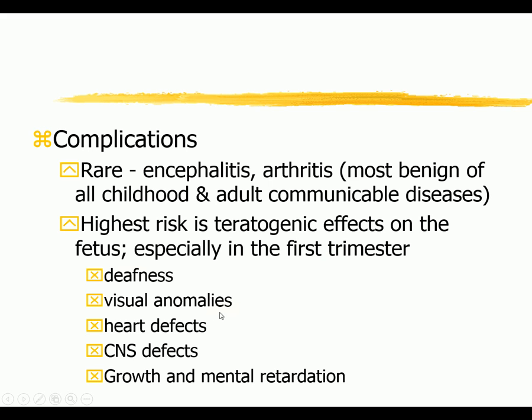The people that are at risk are your pregnant women, because it does have effects on the fetus, particularly in the first trimester, resulting in deafness, visual anomalies, heart defects, central nervous system defects, growth, and mental retardations. That's why it's very, very important that we see that you've had your MMRs, that we see that you've had your immunizations. And that's why these OB units, when you're doing clinicals there, require that you do that because of the exposure to the pregnant woman and the dangers to the fetus. So this is the most important reason for immunizing children against rubella: the prevention of infection among pregnant women or potentially pregnant women.